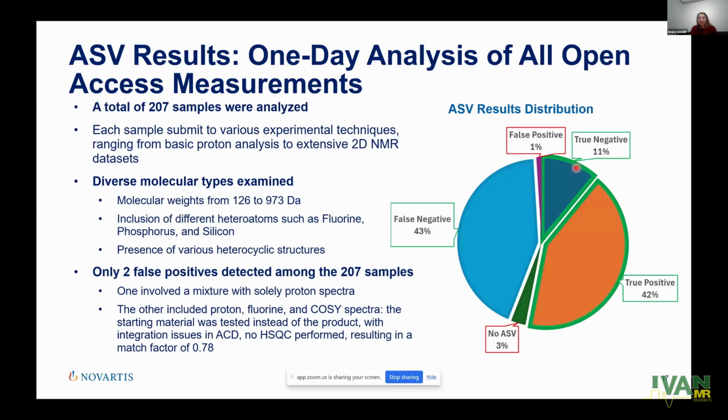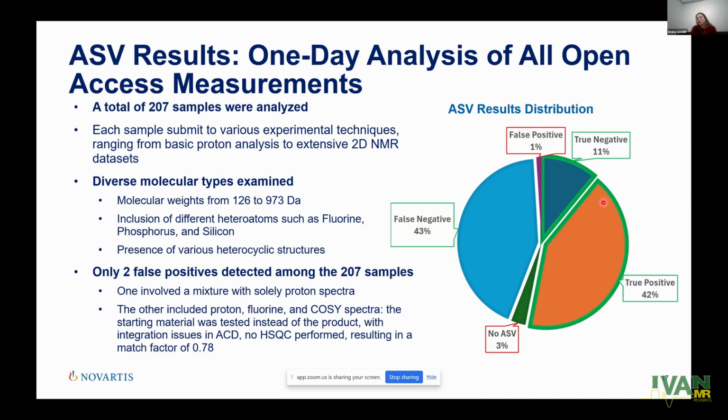Now, I will give you some results of ESV. What I did here, I took one day of measurements from all open access instruments. In this case, this day it was a lot: 207 samples measured on all these open access instruments. I went through all the ESV results and ended up with this distribution. I had 42% true positive.